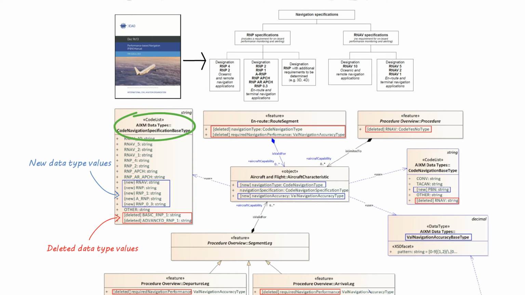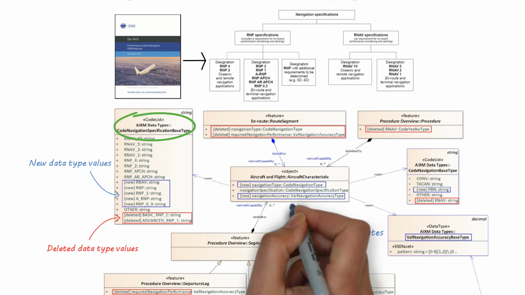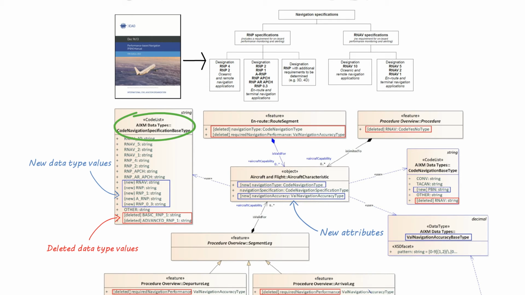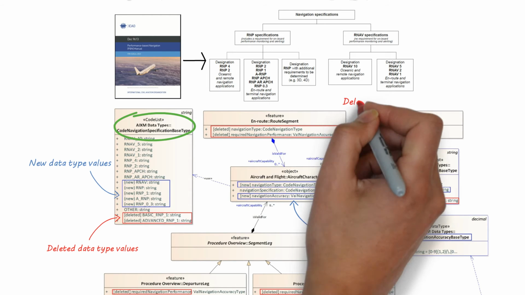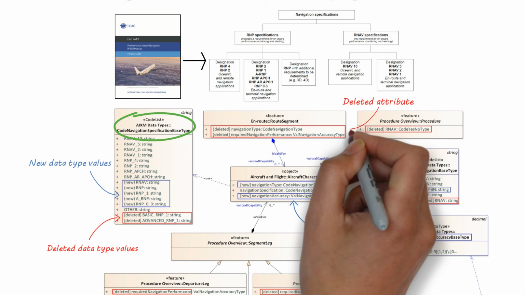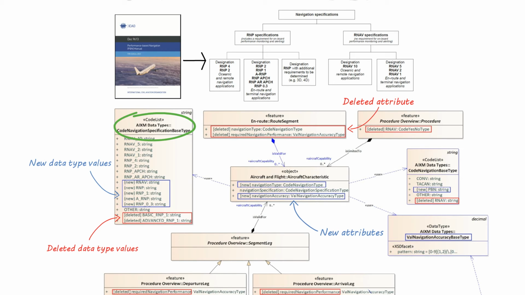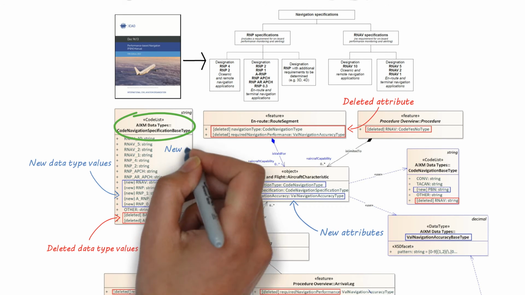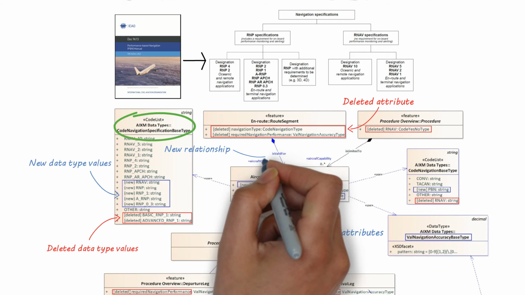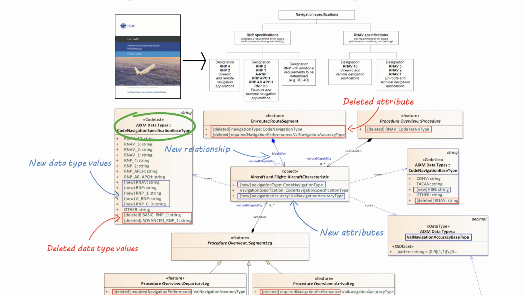In order to align the AIXM model with the PBN concept, two additional attributes are added in the AircraftCharacteristic class, to use this class consistently, where necessary, to indicate a PBN navigation specification. As a consequence, some attributes of other classes had to be deleted and replaced by a new relationship to the AircraftCharacteristic object.